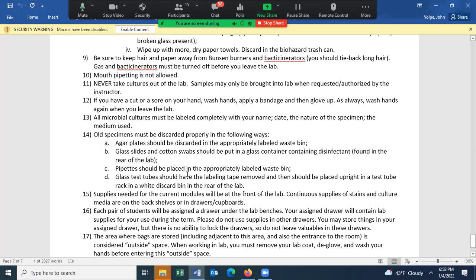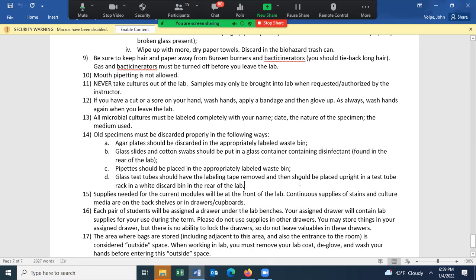We really don't use pipettes, but if we do use pipettes, they should be put in their appropriately labeled bin where it says pipettes. And then glass tubes, the test tubes you're using, you should take the tape off and then put them in the container where we put test tubes, and those will be autoclaved before they are washed, and then they will be rinsed and then dried and then reused. So we autoclave everything that has microorganisms in it.